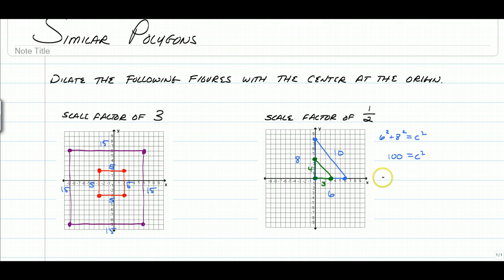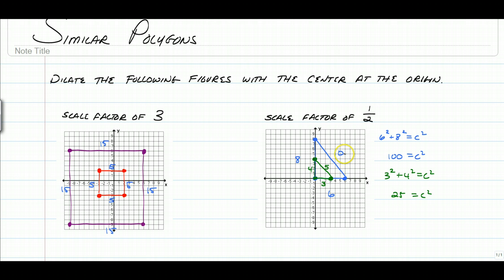And if you were to do it again to find the hypotenuse of the green one, we would have 3 squared plus 4 squared is equal to c squared. So 25 is equal to c squared. So the hypotenuse of the green triangle is 5.